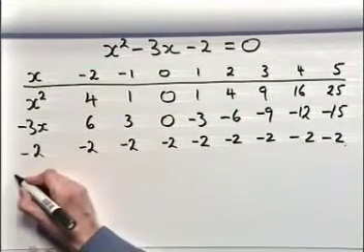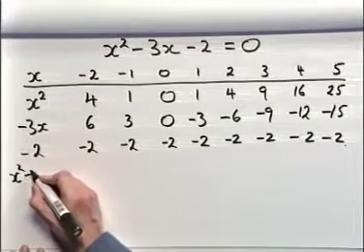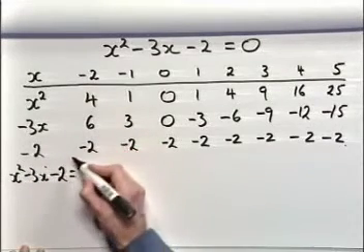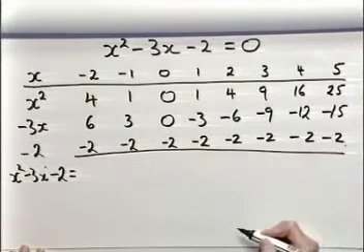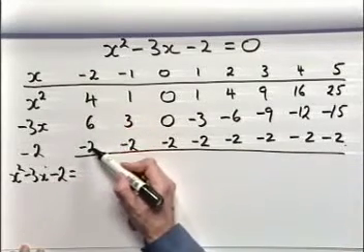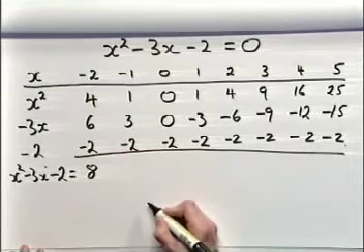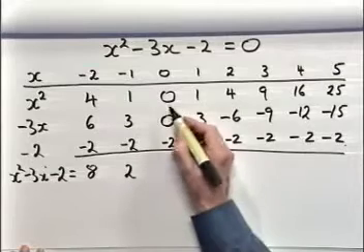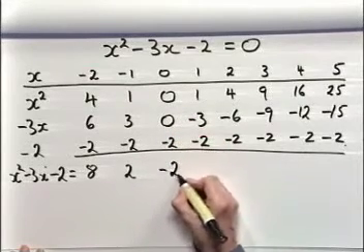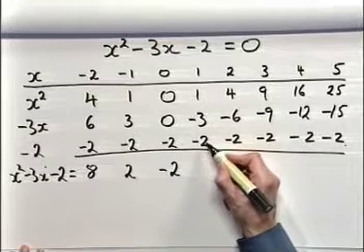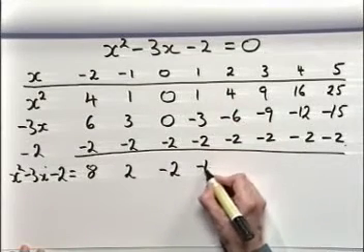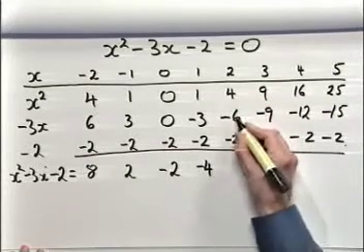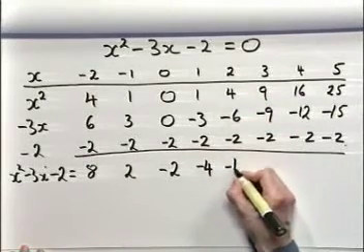And now we can work out x squared minus 3x minus 2, because it's going to be the sum of each of these columns. So we have 6 and 4 is 10, take away 2 is 8. 1 and 3 is 4, take away 2 is 2. 0 and 0 and minus 2 is minus 2. Minus 3 and minus 2 is minus 5, and 1, minus 4. Minus 6 and minus 2, add 4, that's minus 8, and 4 gives us minus 4.